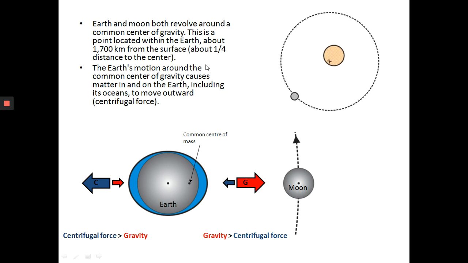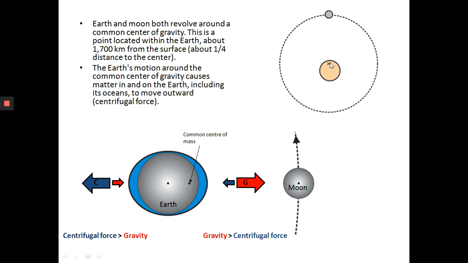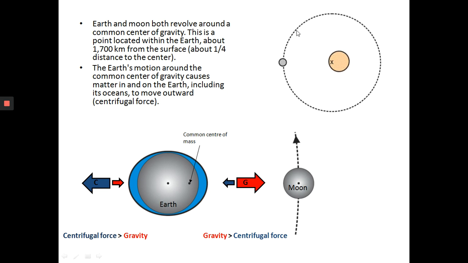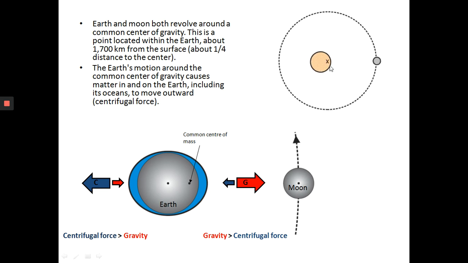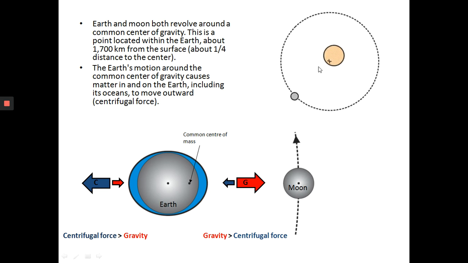Okay, but the Earth and the Moon are not static, right? So they move around each other around a common center of mass. That common center of mass is marked as a cross. So the Moon is orbiting in this direction, and the Earth is also moving and dancing. They are dancing together, basically, right?